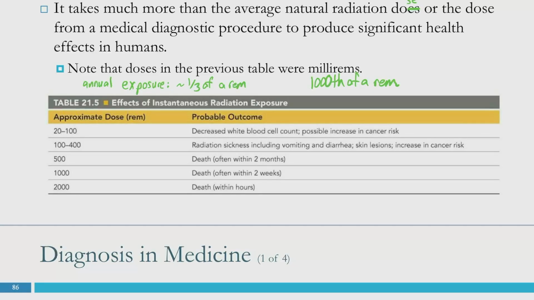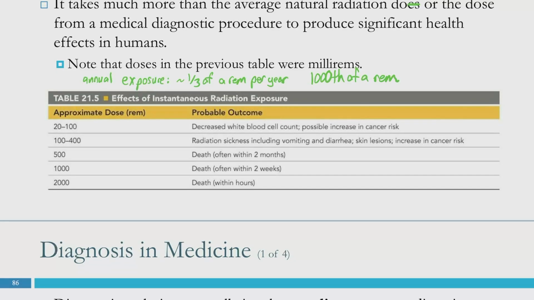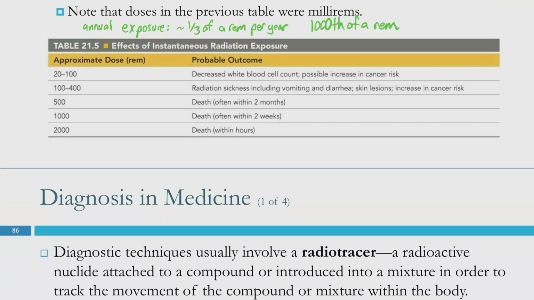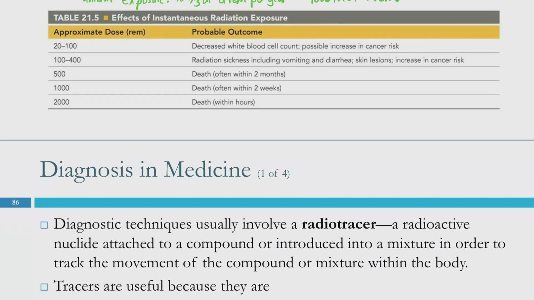Anyone want to guess what time scale that is? A year. Third of a rem per year. So the normal amount that you're exposed to on average probably in a year, you'd have to be exposed to way more than that, right? Like 60 times more than you get exposed to in a year in a single moment to start to see some measurable health effects. So radiation generally not something that you should be concerned about.